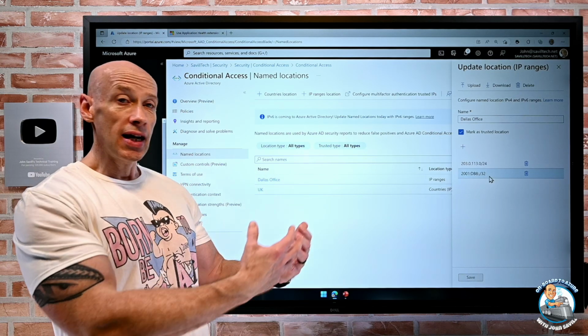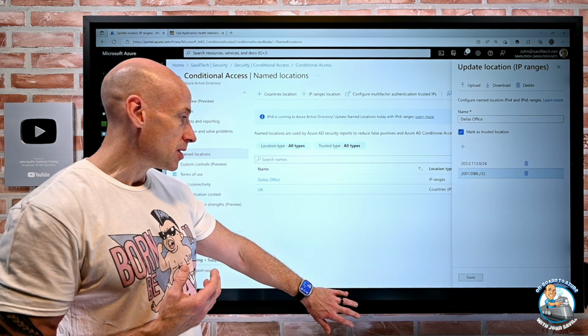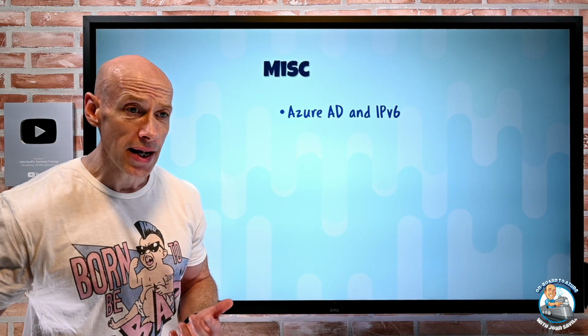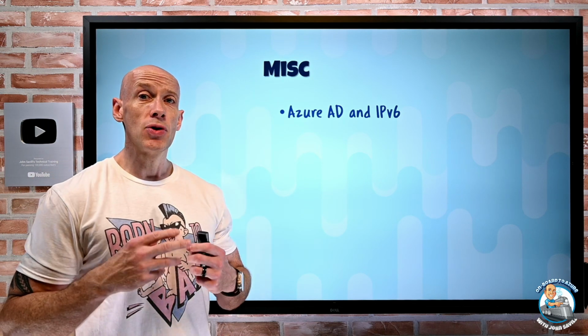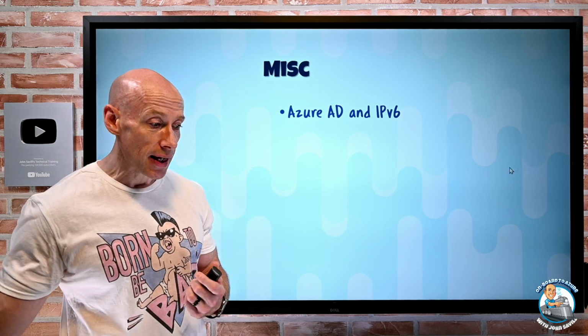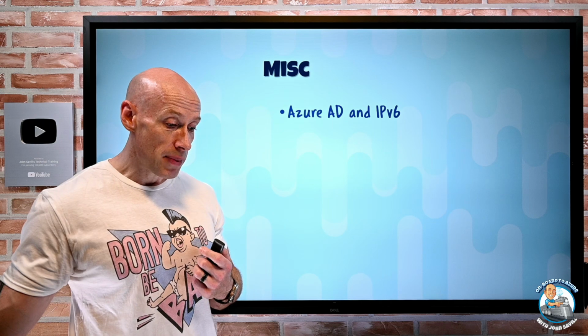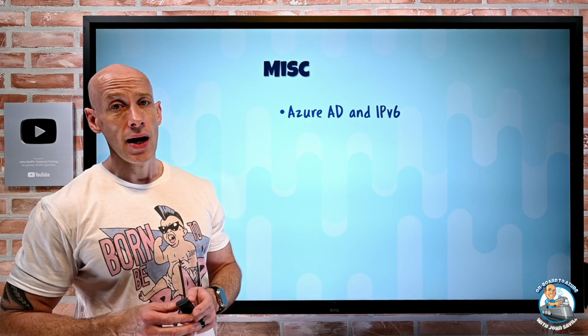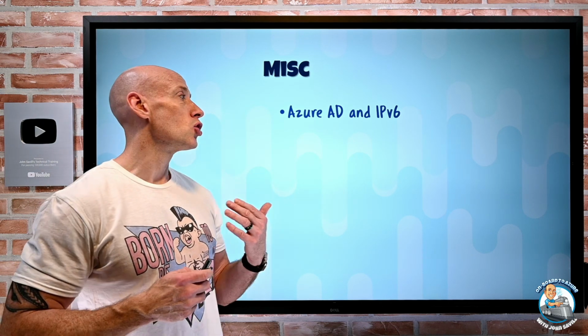But you do want to be thinking about realizing, hey, IPv6 is becoming more and more mainstream. And today, if I'm using those named locations and I'm expecting traffic to be coming from IPv6, well then I need to start adjusting those named locations to accept those.